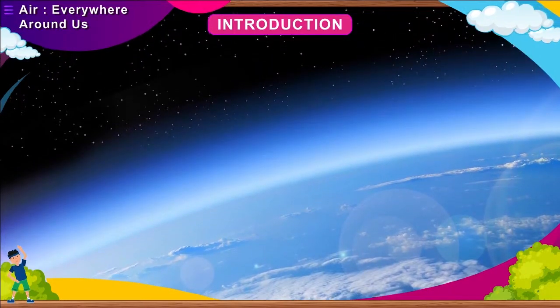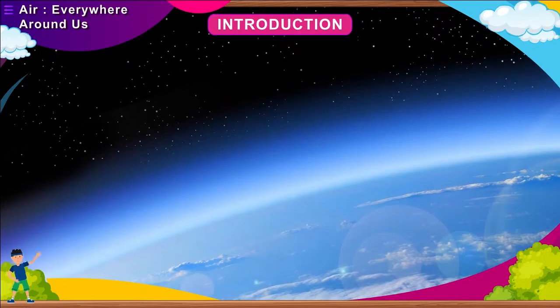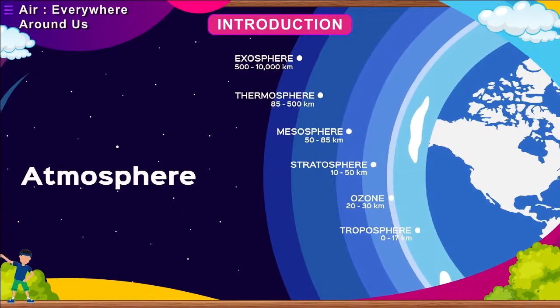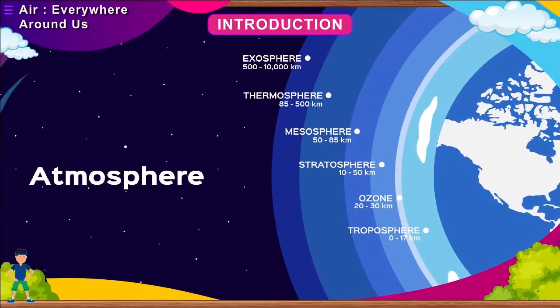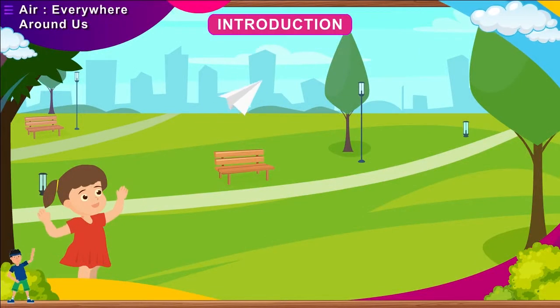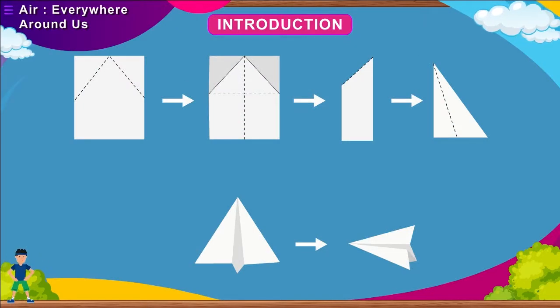Atmosphere extends above the surface of the earth up to 500 kilometers. Its layers get thinner and thinner on going higher. To show the presence of air, all of us have played with paper aeroplanes in our childhood. Now, let us repeat it and observe a few facts.